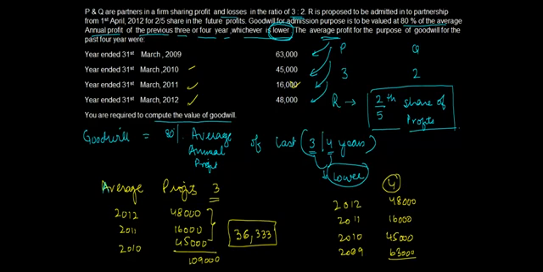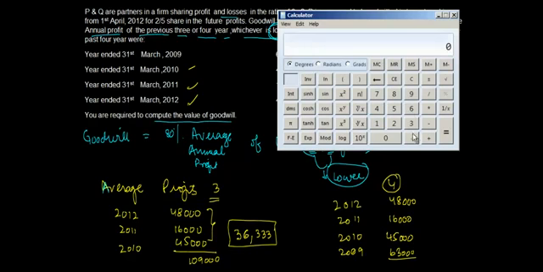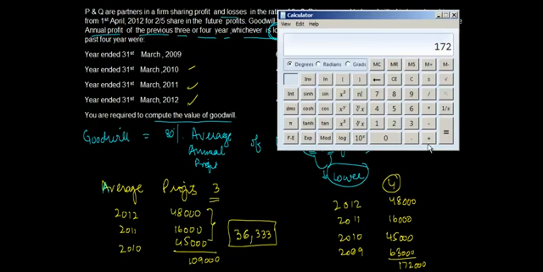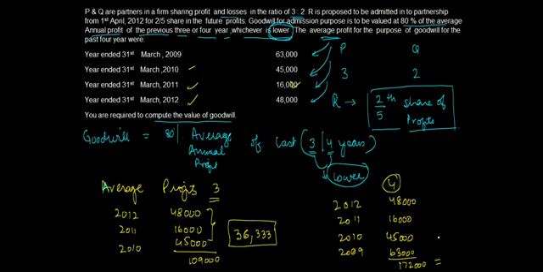Now if I take the average for the last 4 years, how much do I get? You have 48,000 plus 16,000, I'm not taking the thousands here, plus 45,000 plus 63,000. That is 172,000, and this divided by 4 gives you 43,000.